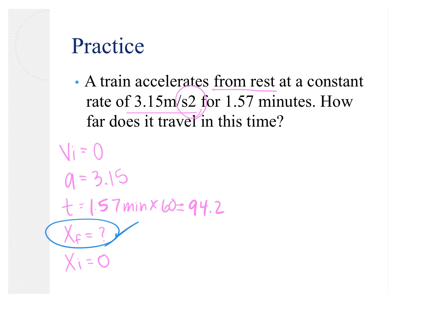Okay. So I'm going to go X final equals 0 plus VI times time. Do I need to bother plugging in 0 times 94.2? No. Okay. So then we're just going 1/2 A times T squared. And I'm just going to square that time.